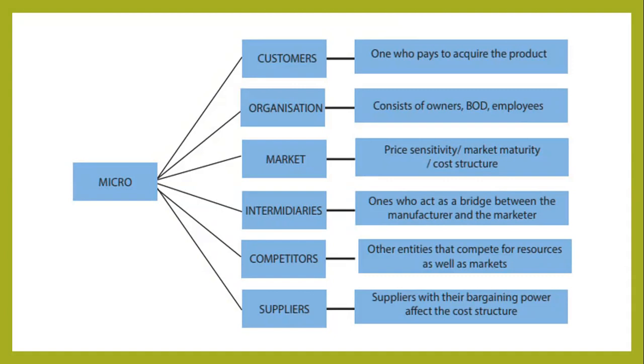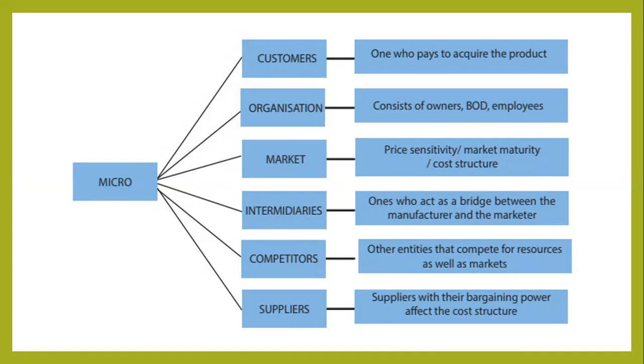Then the other factors include the intermediaries. Intermediaries are the people who are going to connect the company with the customers. One who acts as a bridge between the manufacturer and the marketer is called an intermediary. They include wholesalers, retailers, C&F agents, customers, or the buyers. All these things come under the intermediaries.